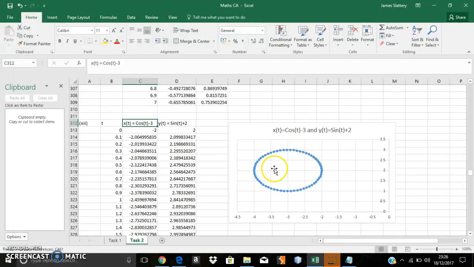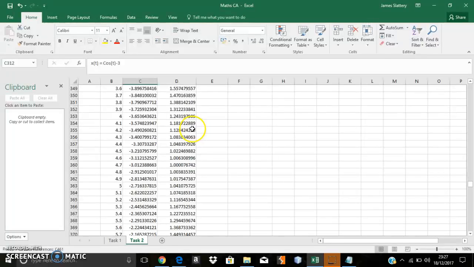If the numbers are before the cos and the sin, like if you have 2 cos and 2 sin, it's controlling the width of the radius, and if the numbers are outside or not being multiplied by cos and sin, it controls where the center of the circle lies.